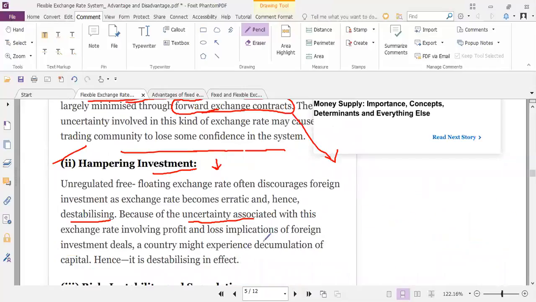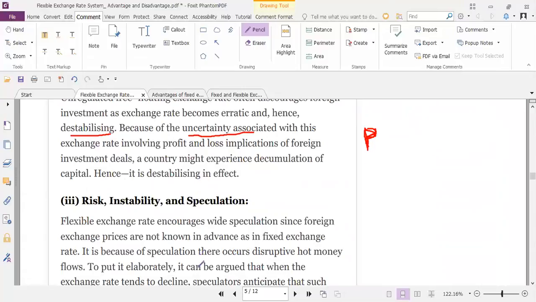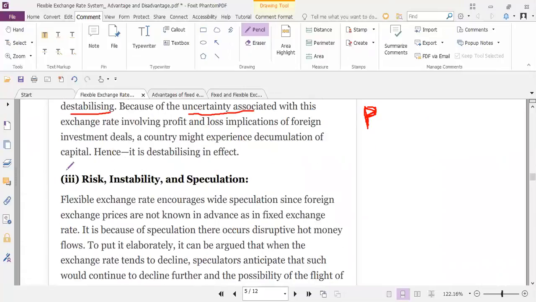Every entrepreneur or businessman looks for profit when they go for investment. Right? Profit is the only motto of any businessman. So, loss implications of foreign investment deals: a country might experience decumulation of capital. Hence, it is destabilizing in effect. Risk, instability, and speculation. This is another disadvantage.